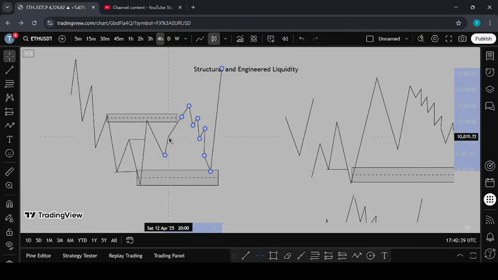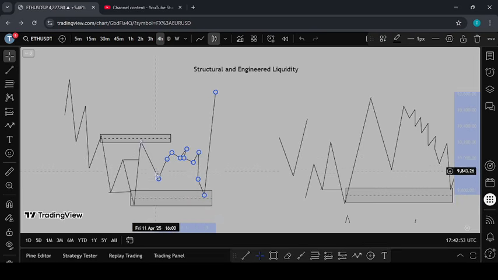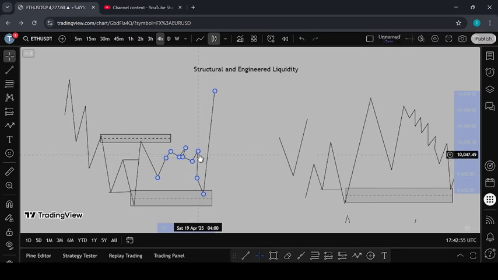I want to see markets creating a break of structure again and taking this low, right, for a shift. I don't want to see markets doing something like this, where they try to create engineered liquidity when there was no structural form of liquidity there. I don't want to see that.